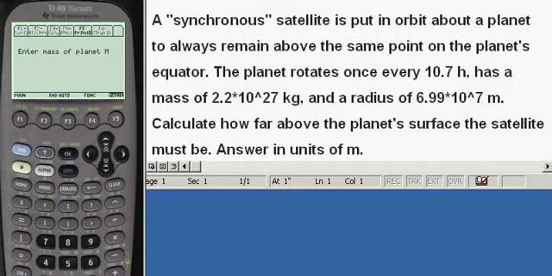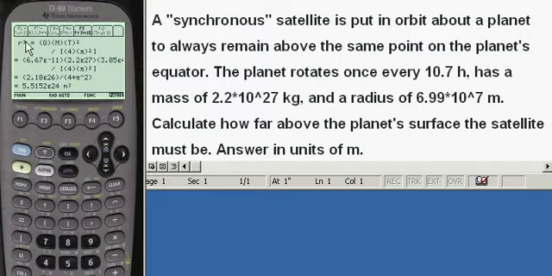We're going to enter the mass of the planet that they give you, 2.2 times 10 to the 27 kilograms. I've already done that. We're going to choose number 2, kilograms. You can press 2 or scroll up to it. I say it's okay, and then we start to do the problem.